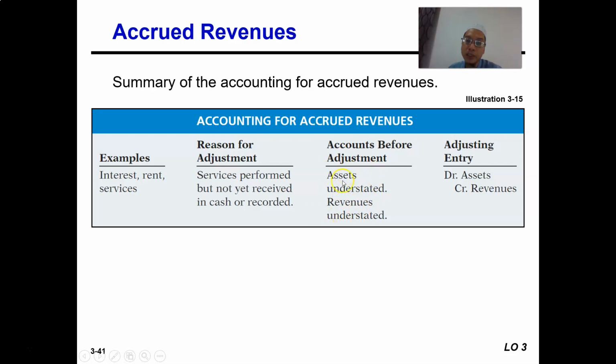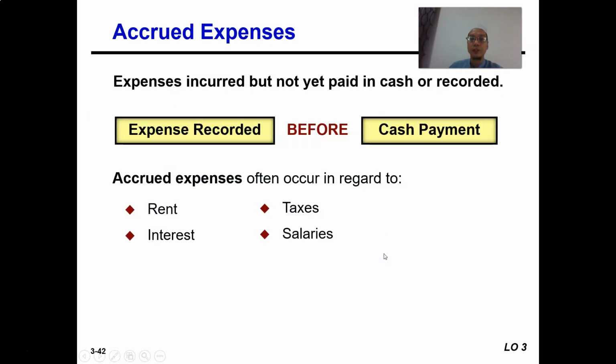To adjust this inaccuracy, we need to debit our asset to increase back our asset, and we need to credit our revenue, which is to increase back our revenue. So that is one category of accruals.